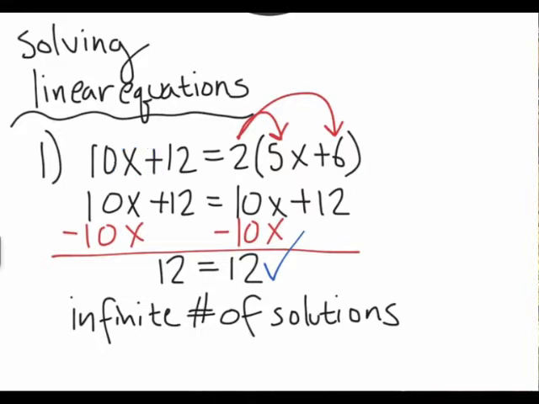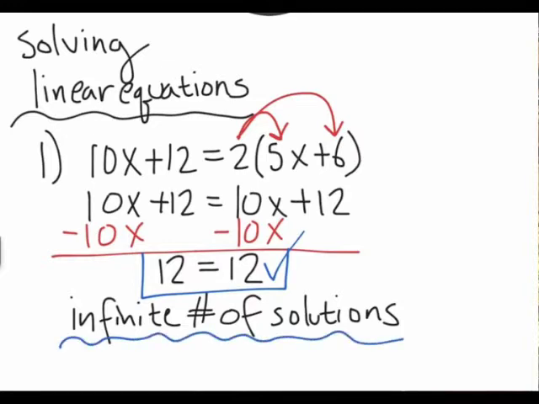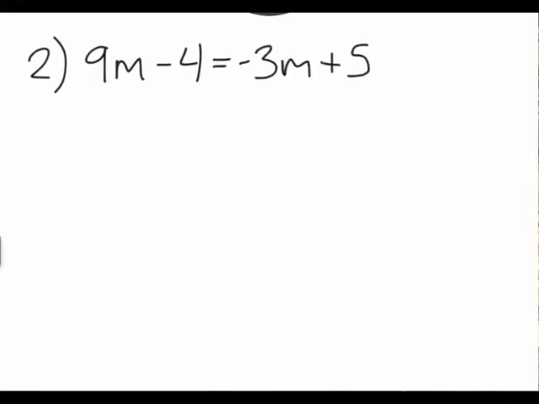Anytime in the process of solving an equation, you come up with a number equals a number, and they're the same number, so in other words, you come up with a true statement, then the answer that you should write down is that there are an infinite number of solutions. Okay? So let's take a look at a similar type of equation. 9m minus 4 equals negative 3m plus 5 plus 12m.